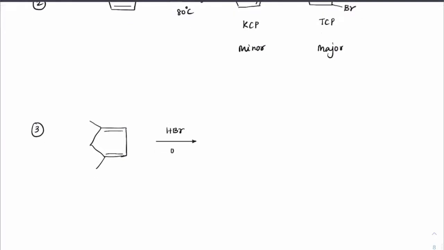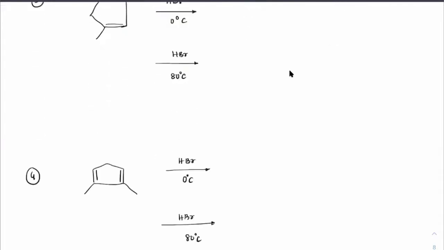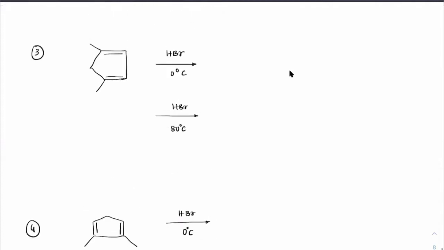So this once at 0 degrees, once at 80 degrees. Everyone, please put down the products. I hope all of you must have done that. See the products now; I'm writing the products directly. See the first one. Now this way with Br here, and a double bond here. And another product is Br here, double bond here, and alkyl group here. This is TCP, this is KCP. Correct?